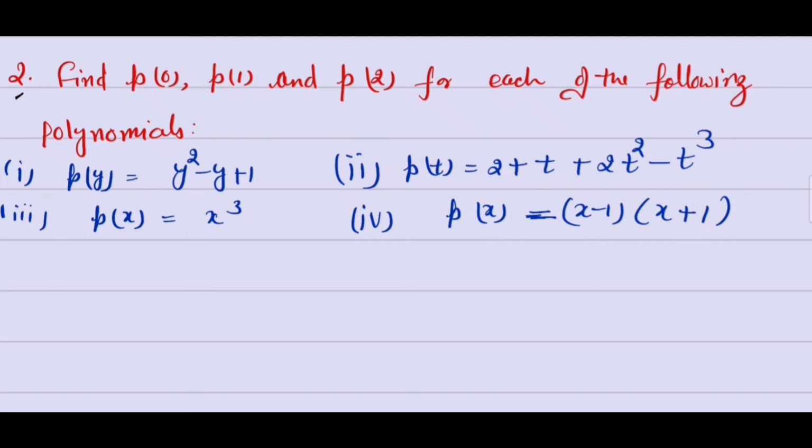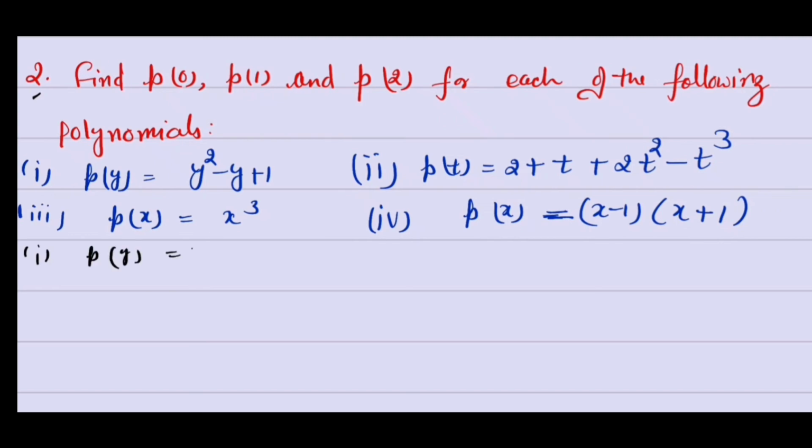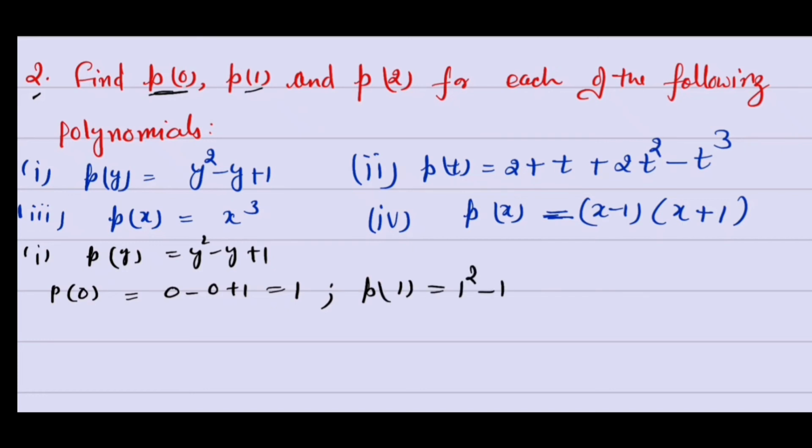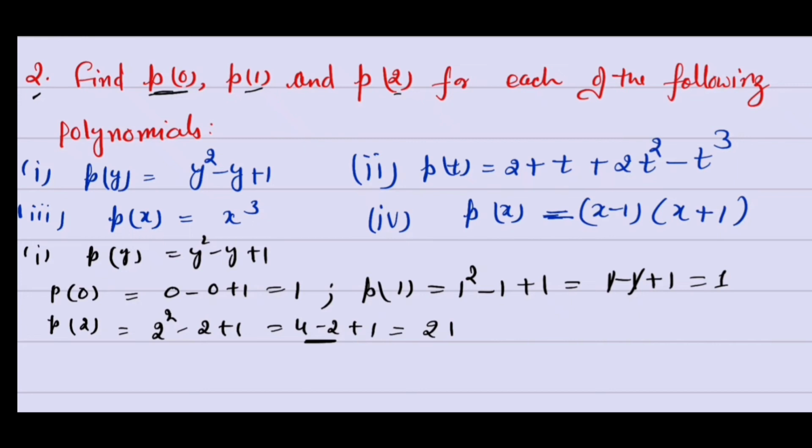So second question here, we have to find p(0), p(1) and p(2) for each of the following polynomials. So first polynomial, p(y) is equal to y square minus y plus 1. Let's put y equal to 0. p(0) will become 0 minus 0 plus 1, which is equal to 1. Second we have p(1). So this will become 1 square minus 1 plus 1, which is equal to 1 minus 1 plus 1. They will get cancelled. My answer is 1. So next we have 2. So p(2) is equal to 2 square minus 2 plus 1, which is equal to 4 minus 2 plus 1. This is equal to 2 plus 1, which is equal to 3, and this is my answer.